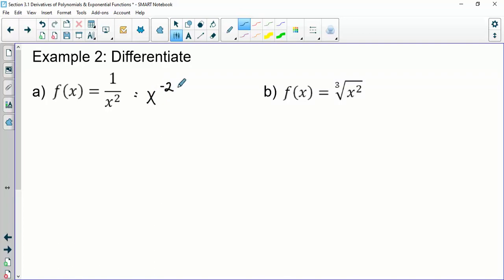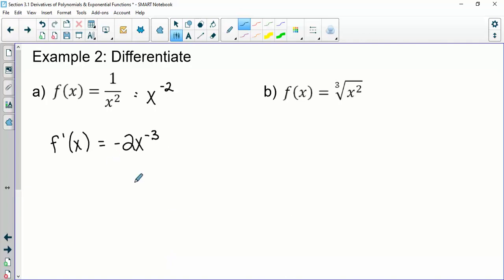Remember, a radical would turn into a fraction. So the square root of x is x to the 1/2. When it's on the denominator, you can bring it back up by making it a negative power. So then my derivative, exponent comes down. And if you subtract 1 from your power, what is negative 2 minus 1? Derivative is negative 2x to the negative.